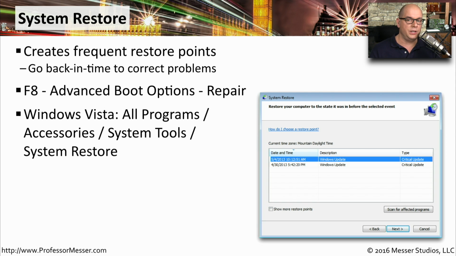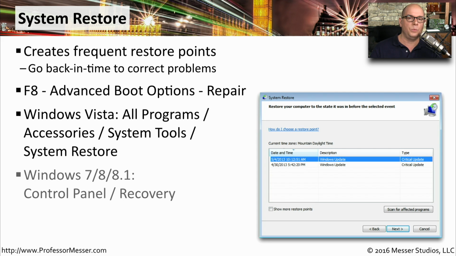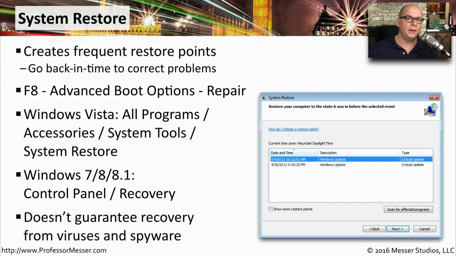If you're in Windows Vista, you can click All Programs, Accessories, System Tools, and access System Restore from there. In Windows 7, Windows 8, and Windows 8.1, you simply go to the Control Panel and choose the Recovery option. One thing to keep in mind with System Restore is that this does not necessarily resolve any virus or malware infestations. The malware authors know that you're using System Restore, so not only do they infect your normal working configuration, they also go back and infect all of your separate restore points as well.